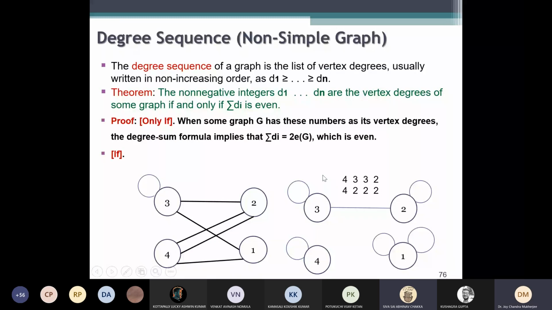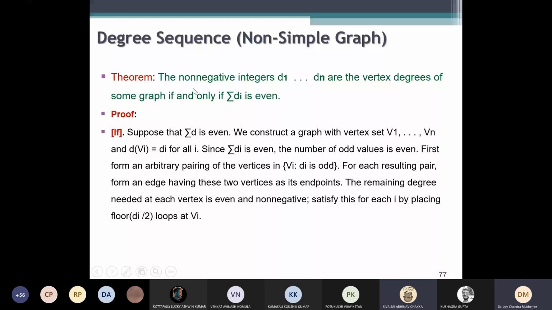So far we have studied degree sequence of non-simple graph, and also we have proven a theorem where it is said that if you are given some non-negative integers d1 through dn, which are basically vertex degrees of some graph, then it is possible if and only if the sum of di is even. If you are given a graph, then we show that its degree summation is even. And again, if the graph is not given but the degrees are given and the summation of di is even, then we can always construct a non-simple graph from it.